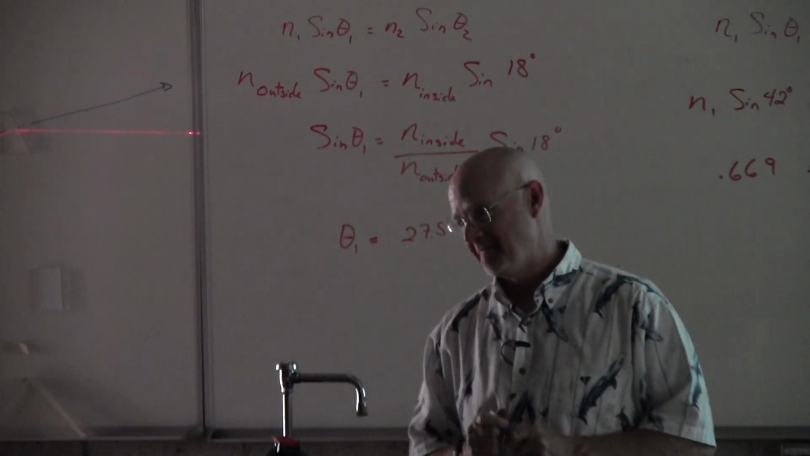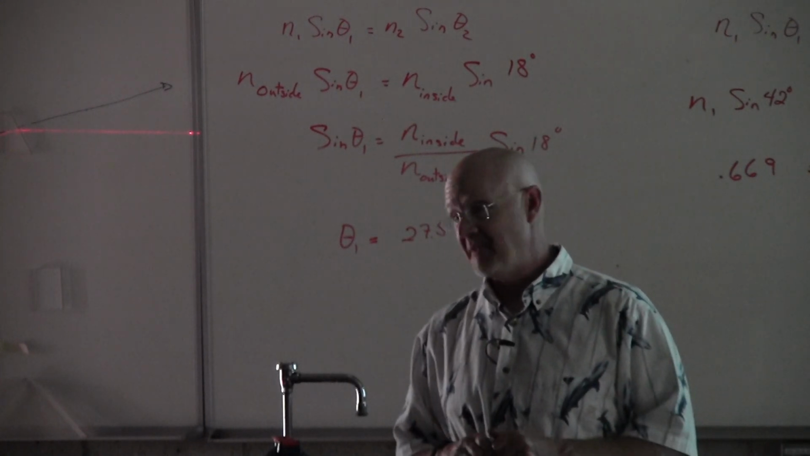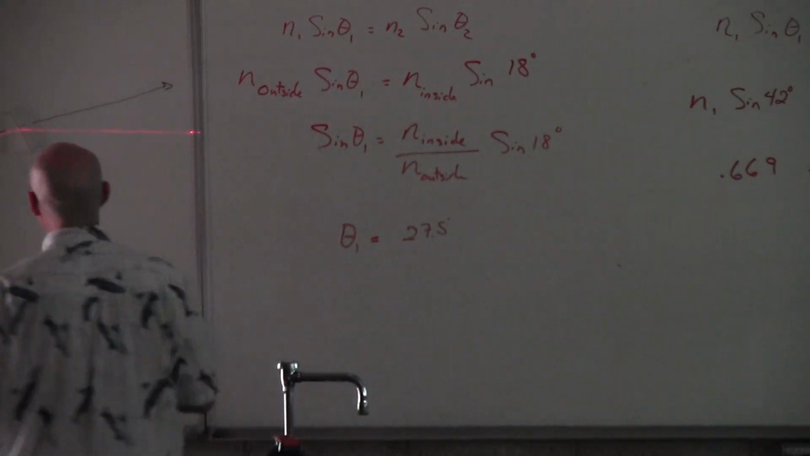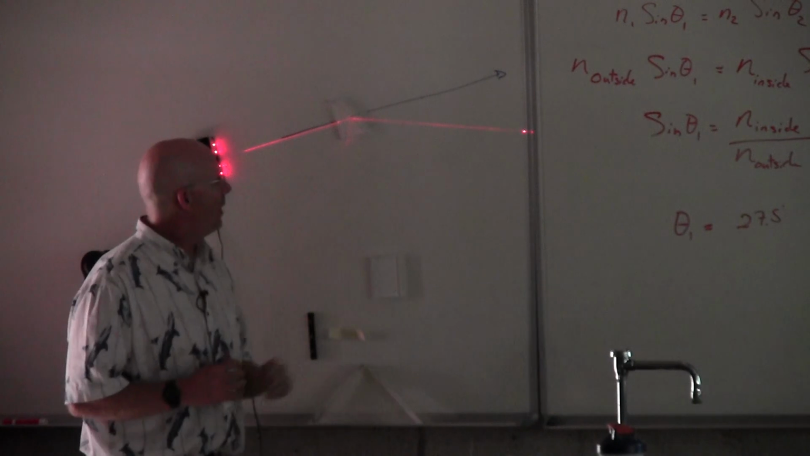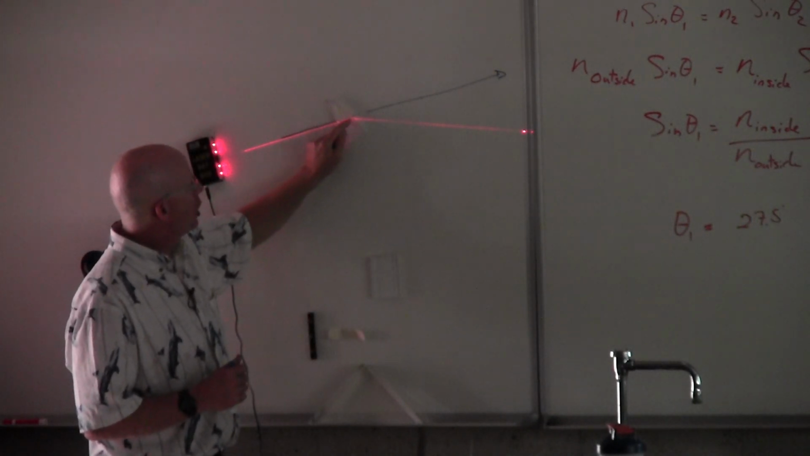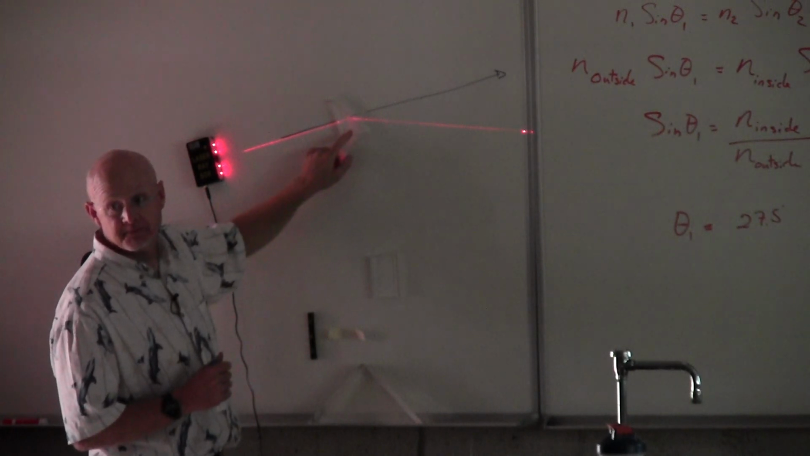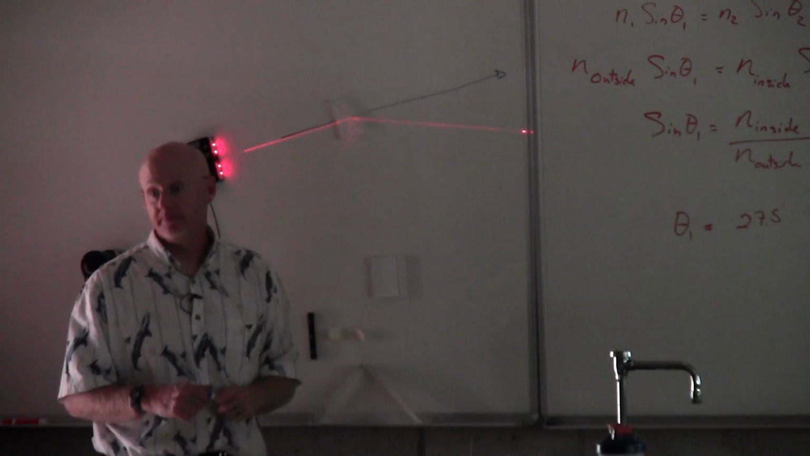Would that happen when the incident angles are equal? No. It's going to happen when the light beam going through the triangle is parallel to the base. And that's what you're asked to show.